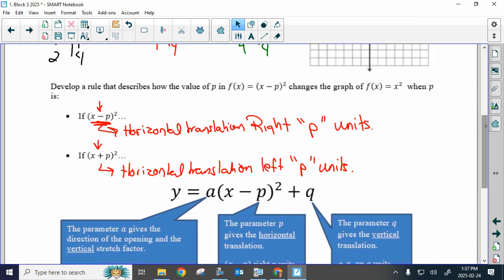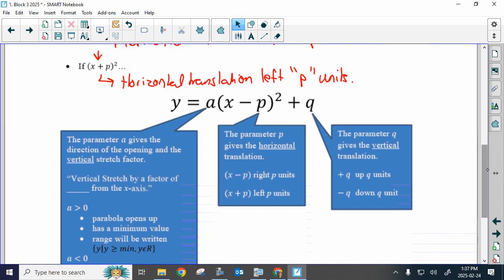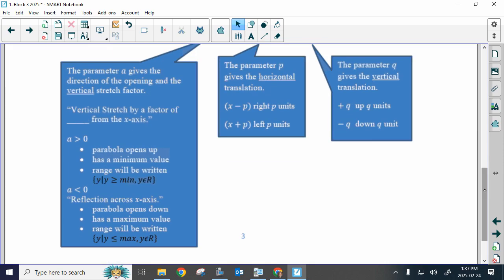So this is your big concept map. You've actually been introduced to like 4 transformations right now. And this is the equation that you get on your formula sheet. So this is called vertex form of a quadratic function. And it says the parameter a gives the direction of the opening and the vertical stretch factor. So it's a vertical stretch by a factor of blank from the x-axis.